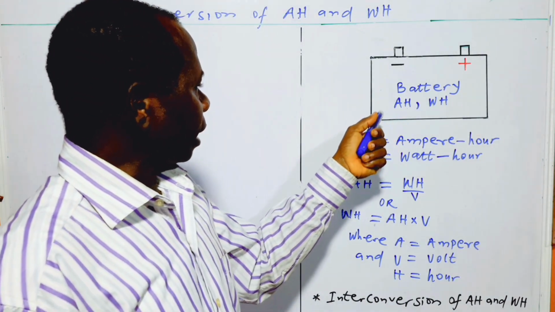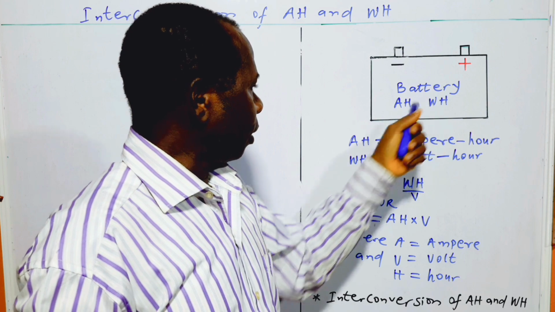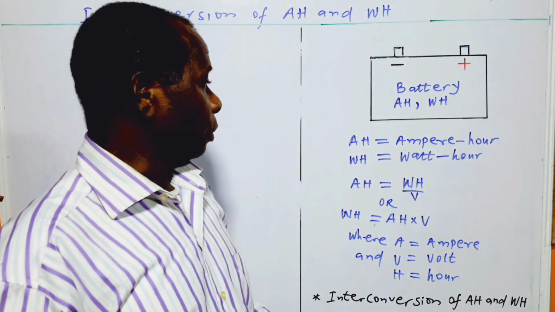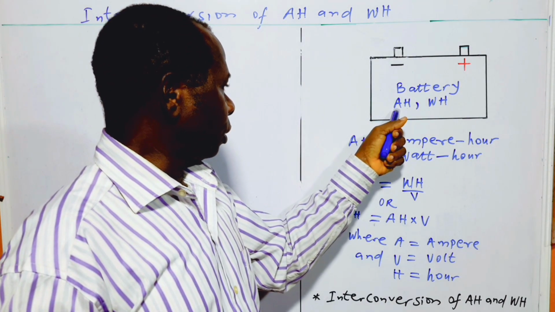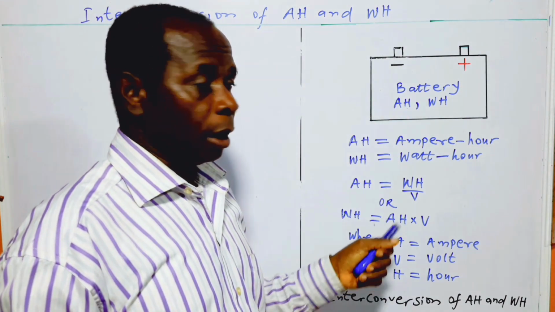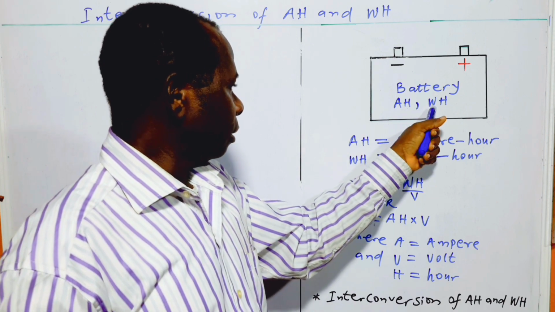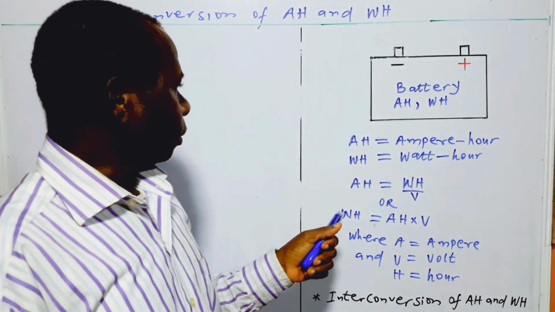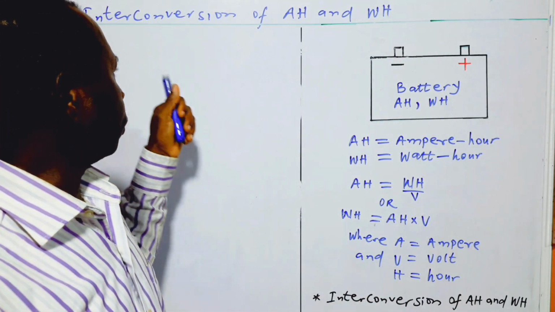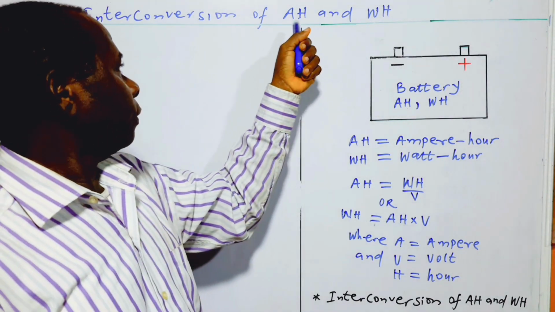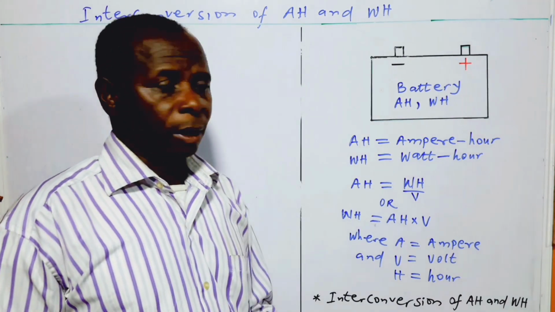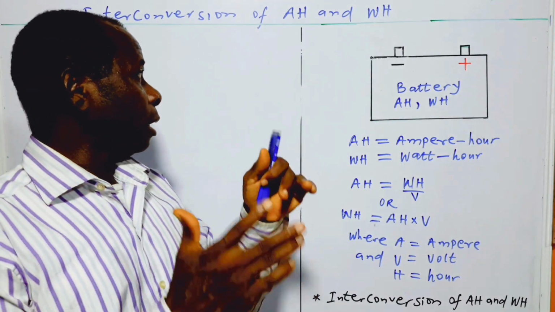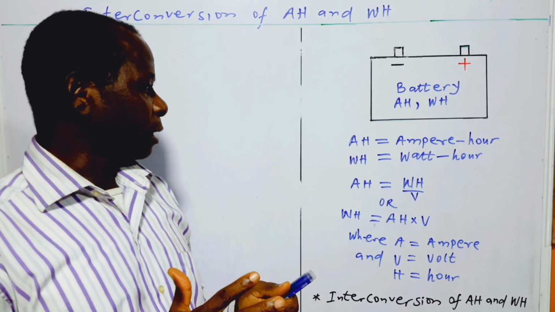Batteries are usually rated in Ampere-hour or Watt-hour, AH or WH. A denotes current, H is hour, W is watt, and this is also hour. So this video is all about interconversion of Ampere-hour and Watt-hour, that is how to convert Ampere-hour to Watt-hour and vice versa.